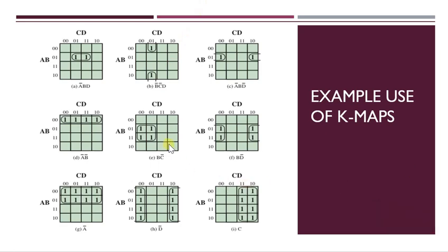Another example, we look at example E here, right? So we have four cells of 1, which are grouped together. The mapping for the first cell is 0, 1, 0, 0. The second cell is 1, 1, 0, 0. Third cell is 0, 1, 0, 1. And the fourth cell is 1, 1, 0, 1. So these cells have been grouped together as one large group.